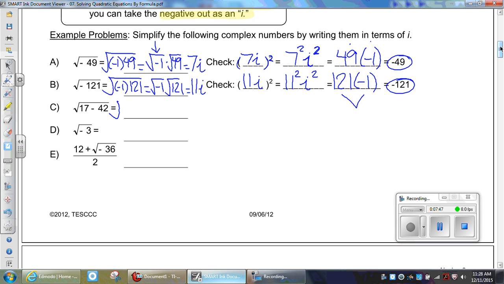Okay, the next operation, we have something inside the radical. We have two numbers being subtracted, right? So 17 minus 42 will be -25. Here we could do the same steps. Factor out that negative with a -1 times 25. Here we got the square root of -1 times the square root of 25, and so this will be 5i.